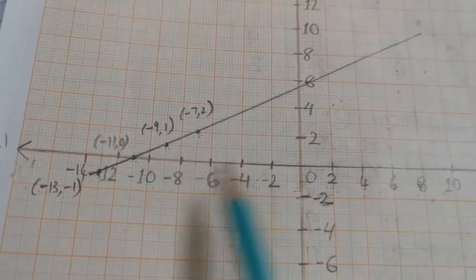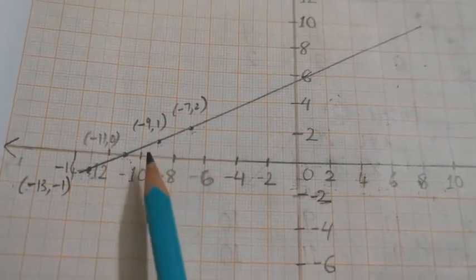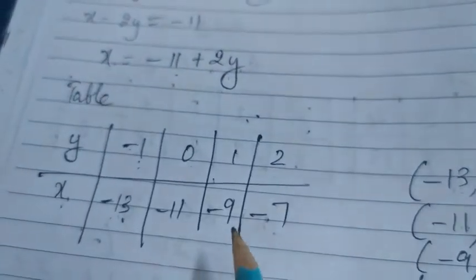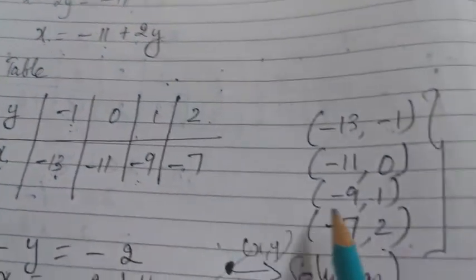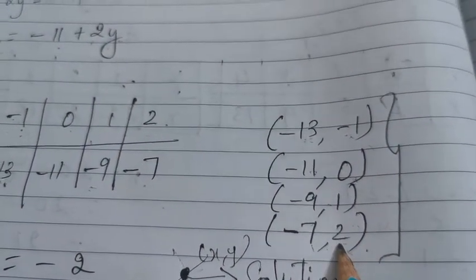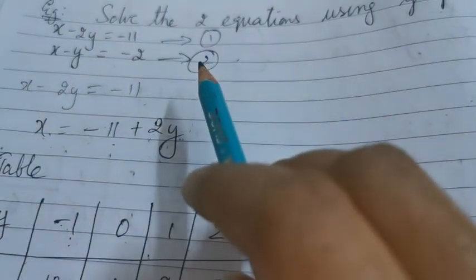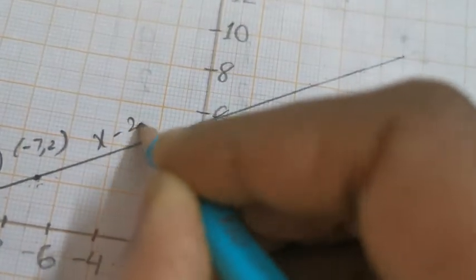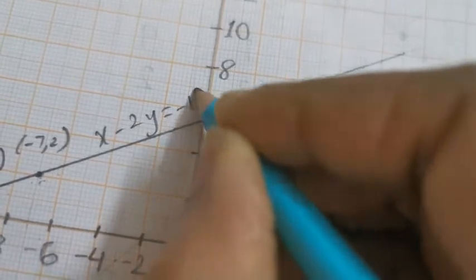Now we got our first line. This is the line for the first equation. So what was the first equation? x minus 2y is minus 11. We formed a table from that equation and got 4 points. So this particular line which we marked belongs to the first equation, which is x minus 2y is equal to minus 11.